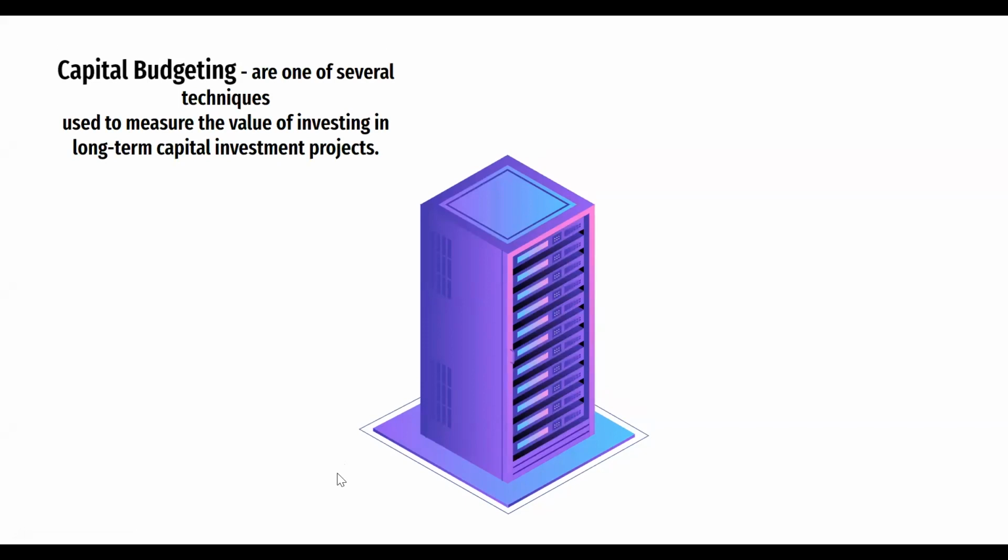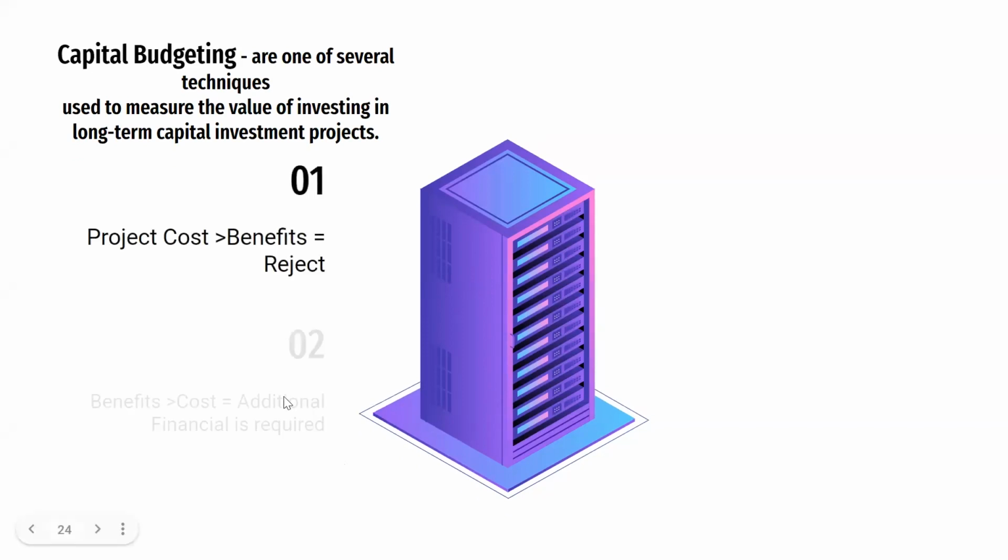Capital budgeting for information systems. To determine the benefits of a particular project, you'll need to calculate all of its costs and all of its benefits. Obviously, a project where costs exceed benefits should be rejected. Capital budgeting is one of the several techniques used to measure the value of investing in long-term capital investments. So if a project cost is greater than the benefits, of course it should be rejected.